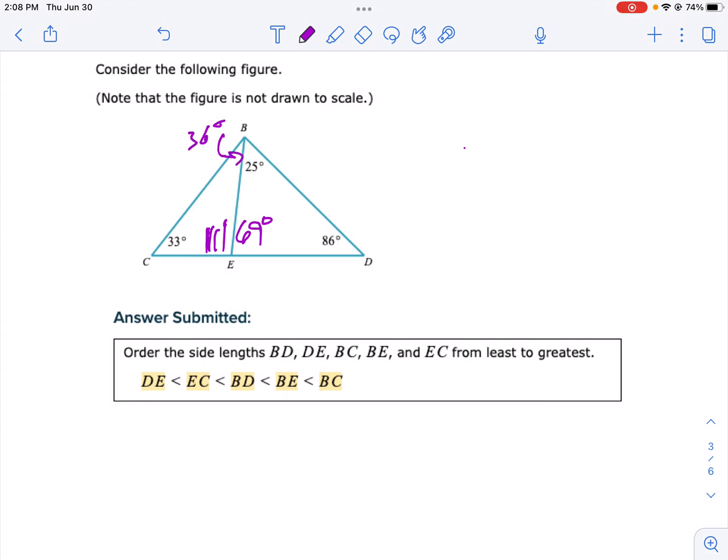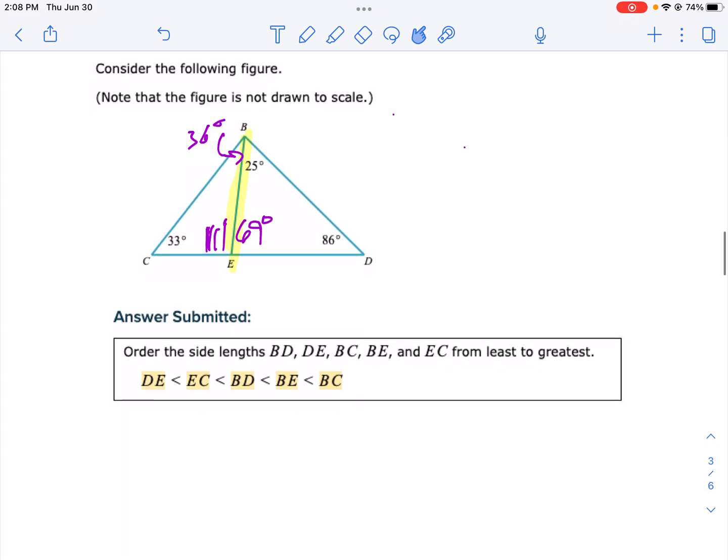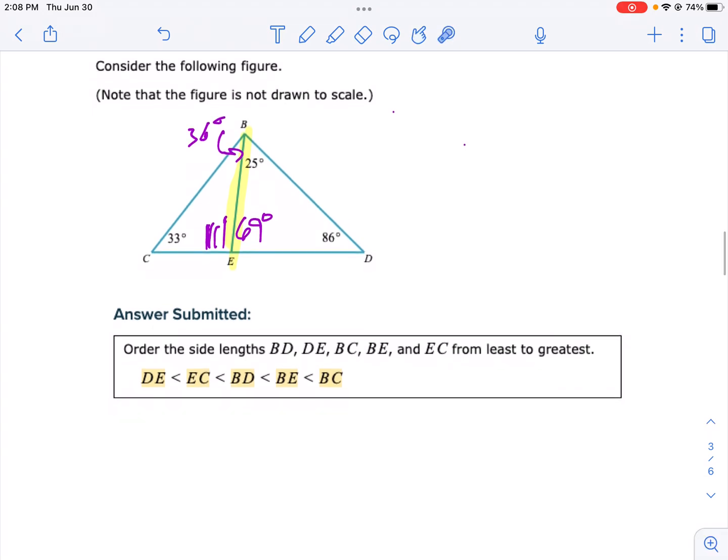Now notice side BE is in both triangles. That's the important part. So if I look at side BE, notice in this triangle it's opposite 33 degrees. Notice 33 degrees is smaller than each one of these. So these other two angles are bigger. So in other words, BE is the smallest side of that triangle.